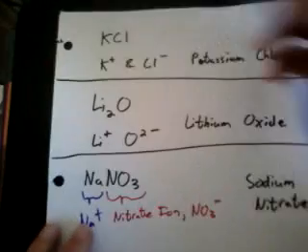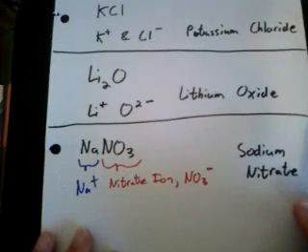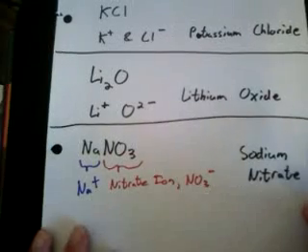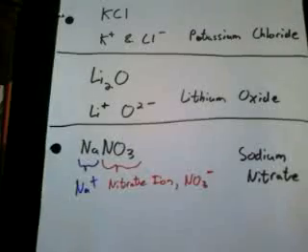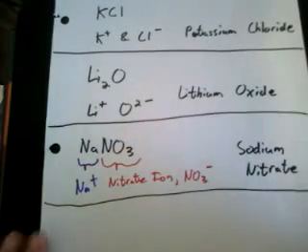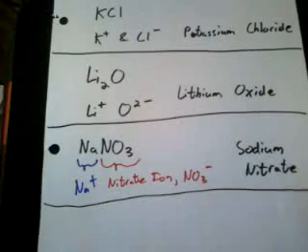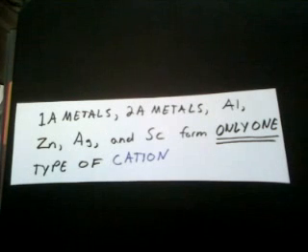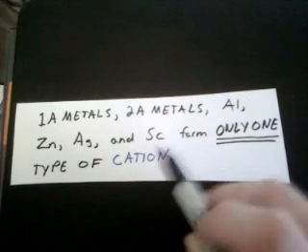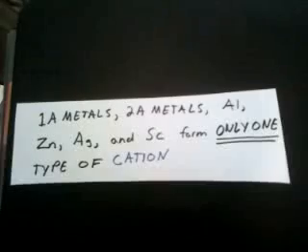Another thing is that these metals that I've chosen so far, potassium, lithium, and sodium, are all group 1A metals. Group 1A metals don't form more than one type of cation. This is why we do not use a Roman numeral in this case. There are actually several more metals that only form one type of cation. In fact, 1A metals, 2A metals, aluminum, zinc, silver, and scandium all form only one type of cation. So anytime you have an ionic compound with any of these in there, the Roman numeral is unnecessary. You do not include the Roman numeral.